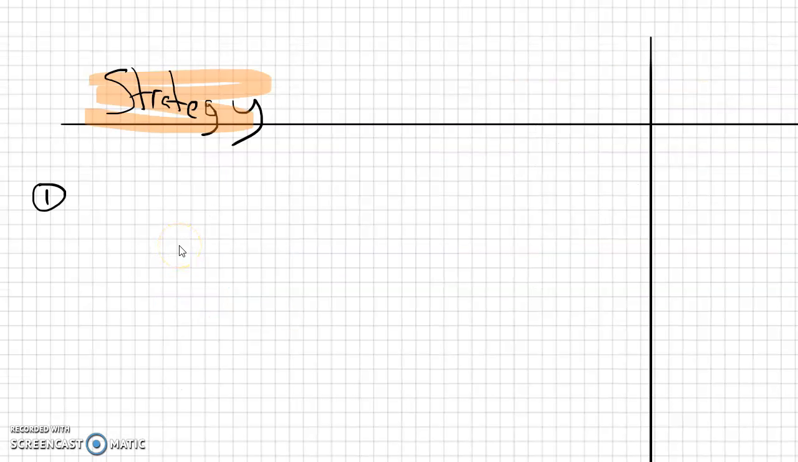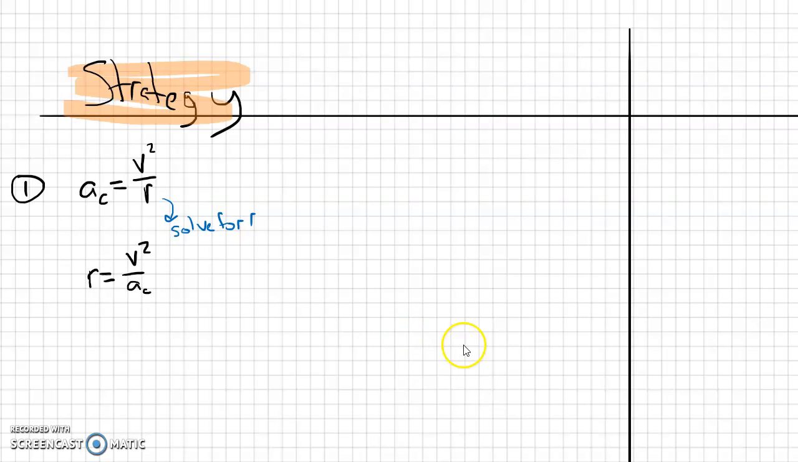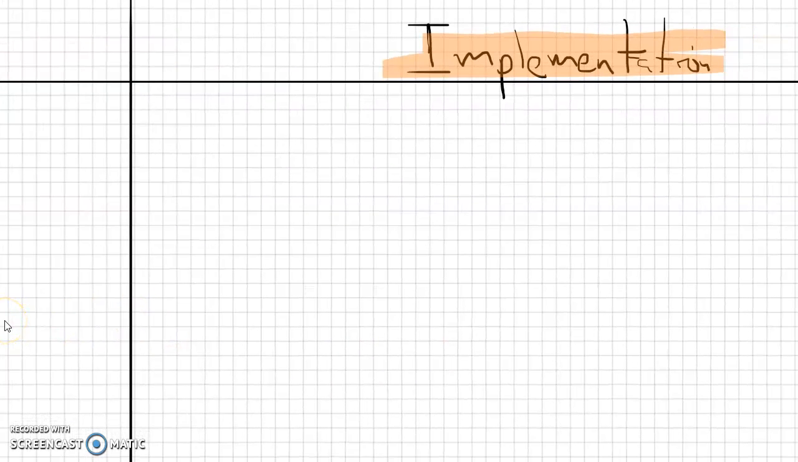My strategy is going to be relatively straightforward here. We do know the centripetal acceleration, and there is an equation for that. It's a_c equals v squared over r. We know the centripetal acceleration, we know the velocity or the speed, and we're going to solve for r. Algebraically, if I isolate r, I'm going to end up with r equals v squared over a_c. All right, let's go ahead and implement that.